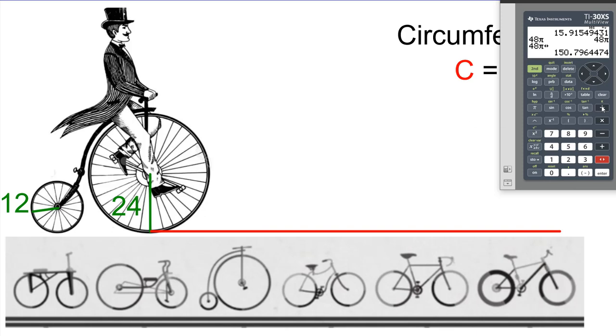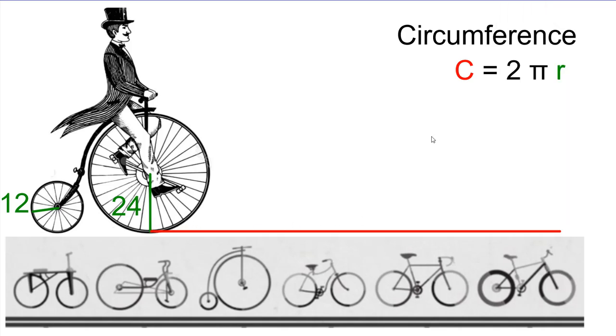And if we wanted to change that to feet, we could just divide it by 12, which would give us about 12.5 feet. Which is ridiculous, right? So for every rotation of the pedals, the bike would travel 12.5 feet. So you bet he wasn't spinning the wheels with a very, very fast cadence.